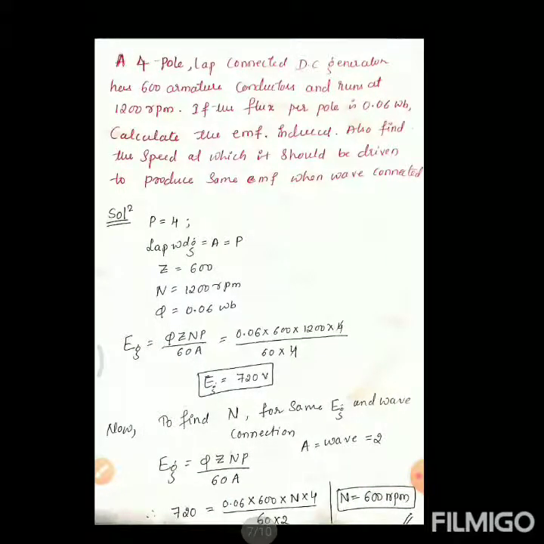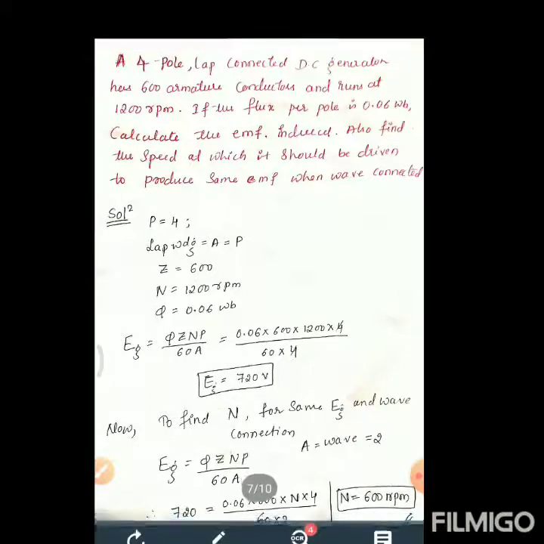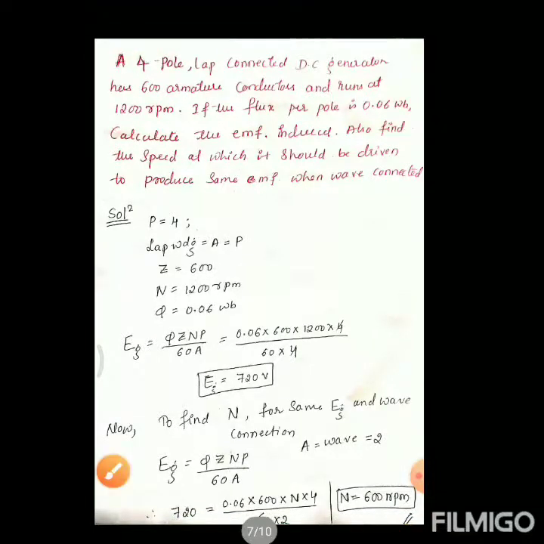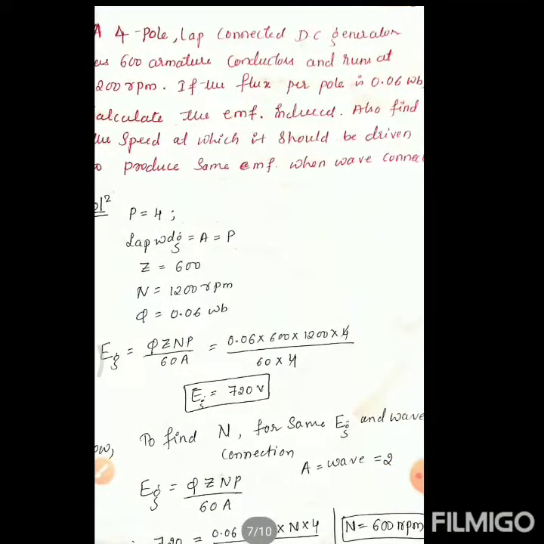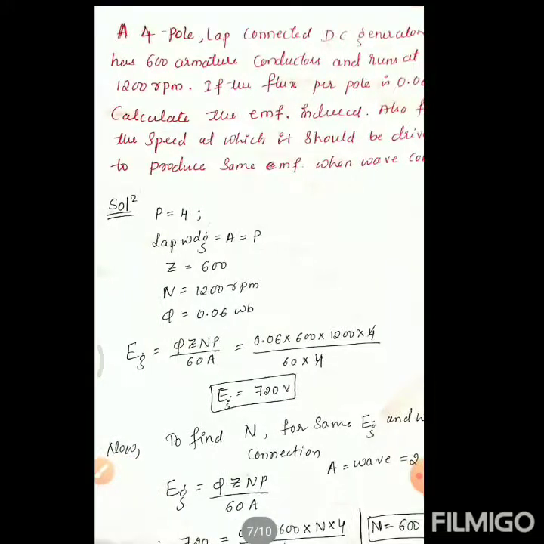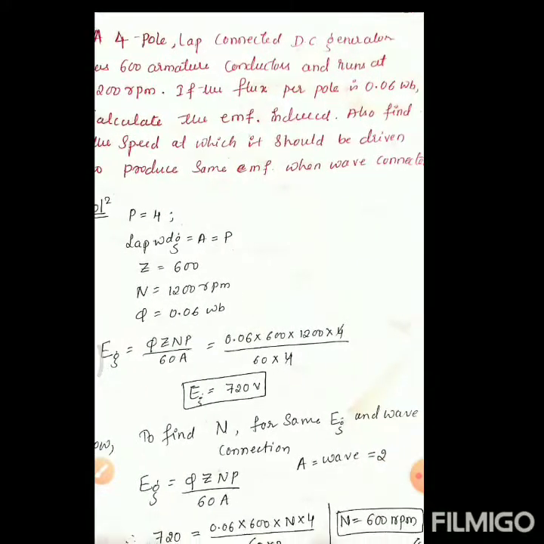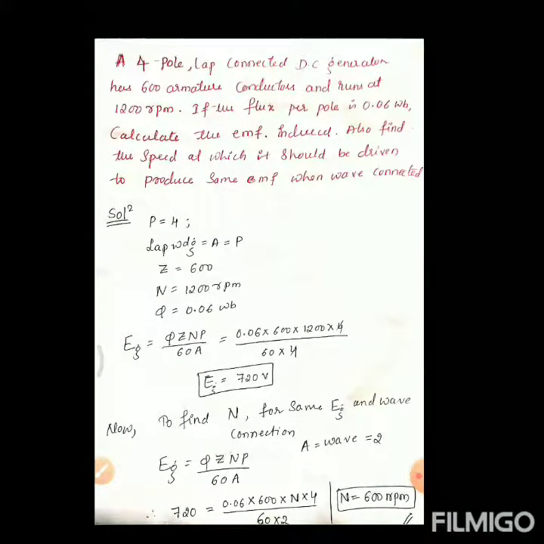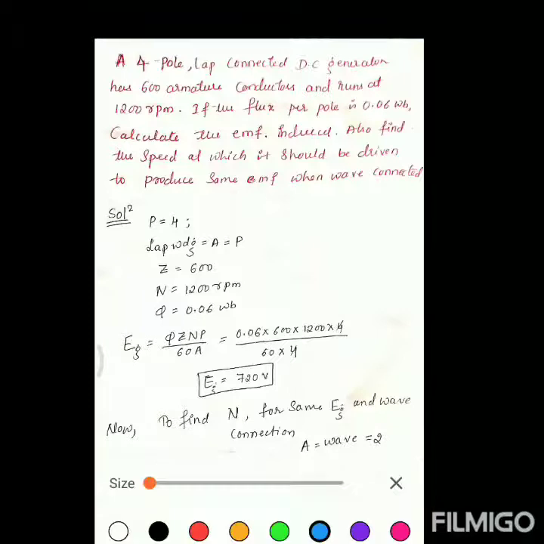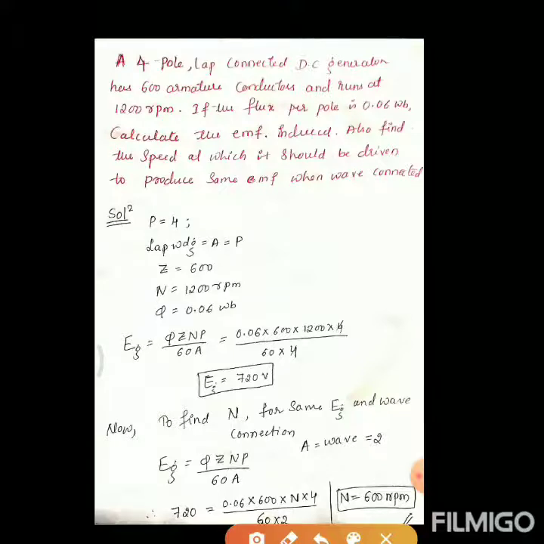Consider a 4-pole lap connected DC generator that has 600 armature conductors and runs at 1200 rpm. If the flux per pole is 0.06 Weber, calculate the EMF induced. Also find the speed at which it should be driven to produce the same EMF when wave connected. First we'll understand the question and then we'll deal with it.